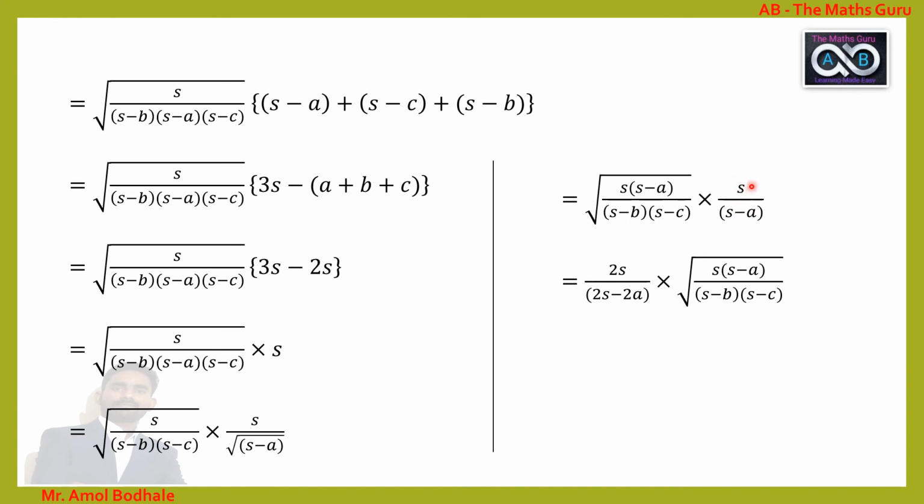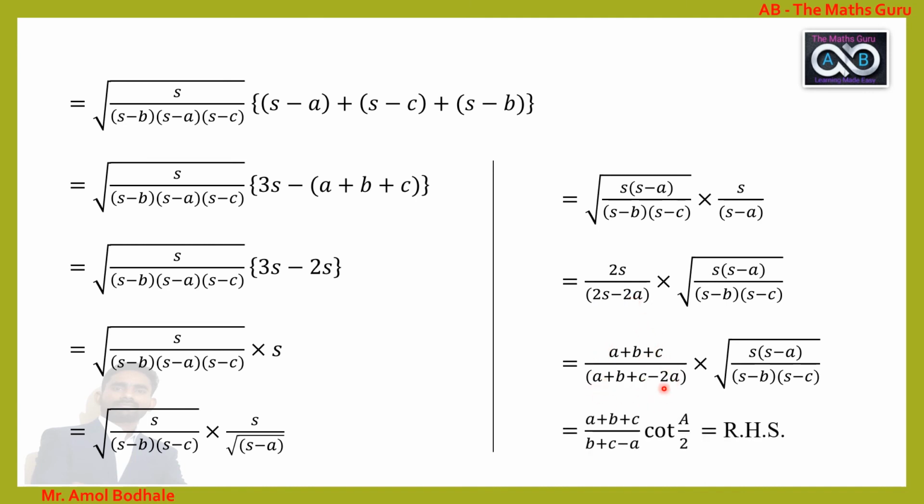And here to arrange the term we'll multiply and divide by 2, we'll get 2s upon 2s minus 2a. So 2s can be replaced by a plus b plus c. Similarly this 2s can be replaced by a plus b plus c, 2a as it is. So by simplifying this we'll get a plus b plus c upon b plus c minus a, and this term is cot of A by 2, which is required RHS. So hence we proved LHS equal to RHS.